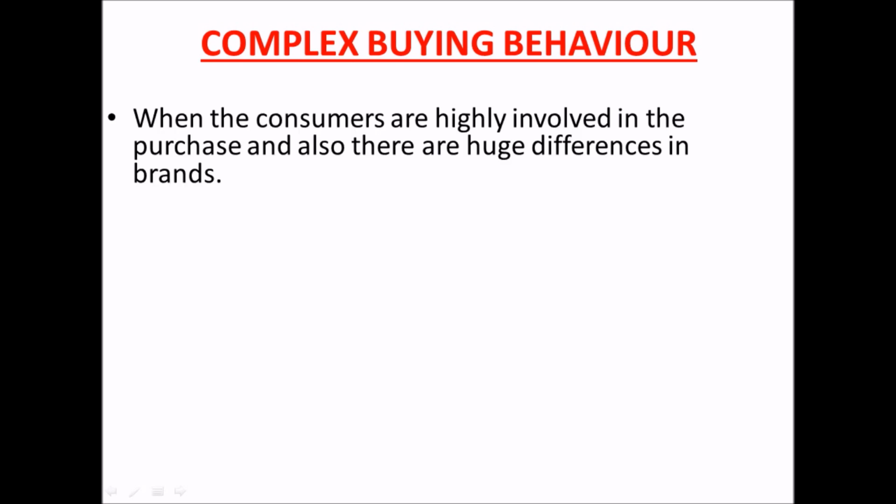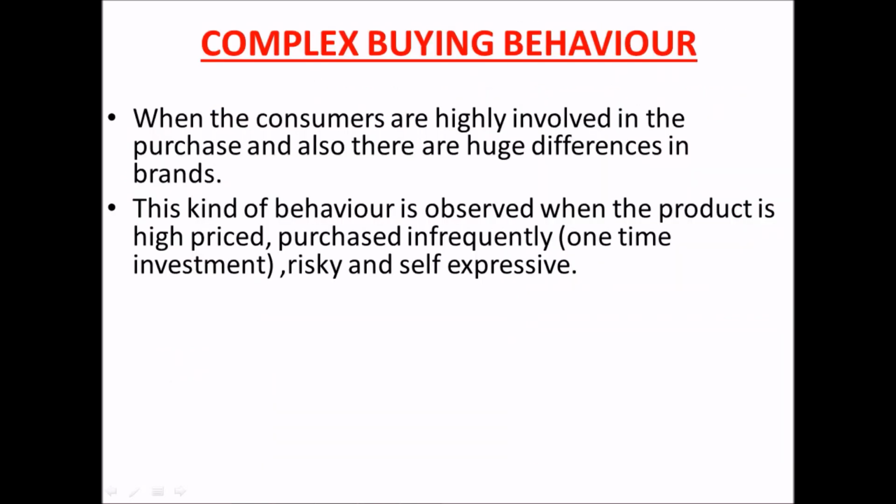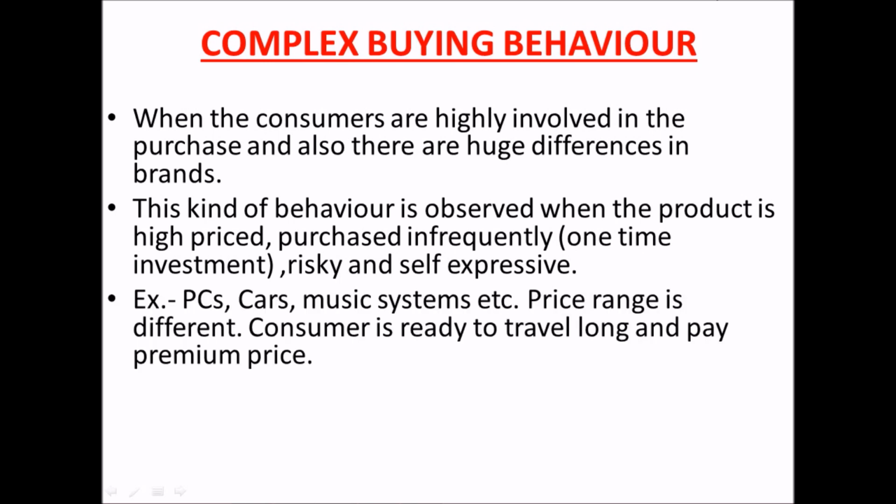First is complex buying behavior. When the consumers are highly involved in the purchase and also there are huge differences in the brands, as I told you. So here the involvement is high and the brand differences are also high. This kind of behavior is observed when the product is high priced, purchased infrequently, meaning a one-time investment, risky and self-expressive. When you are purchasing a car, it is self-expressive. When you are purchasing a laptop or a computer, it is self-expressive. Examples: PCs, cars, music systems, etc.